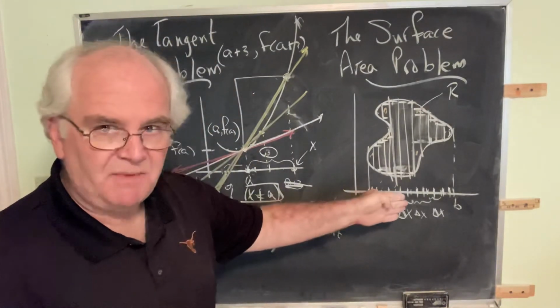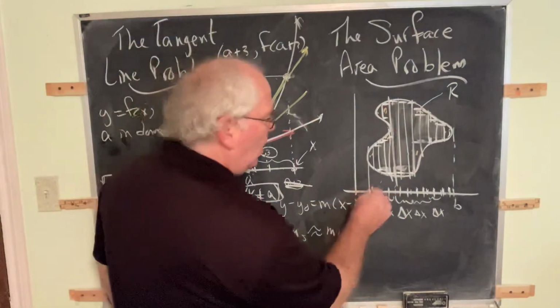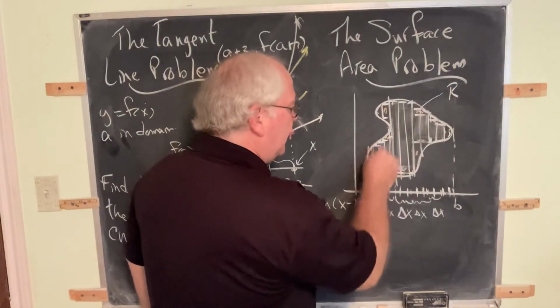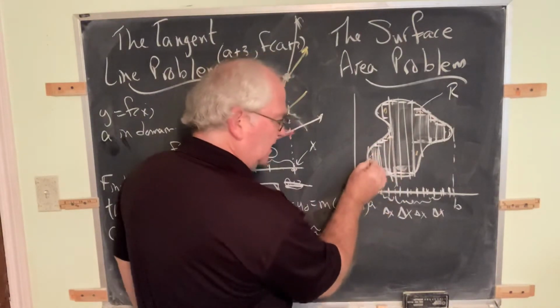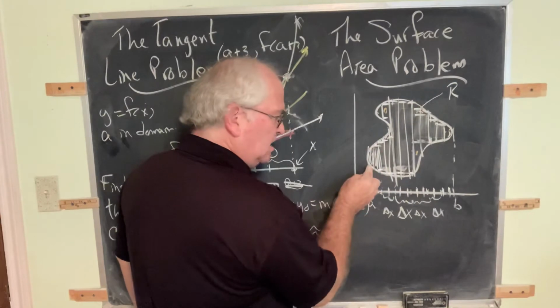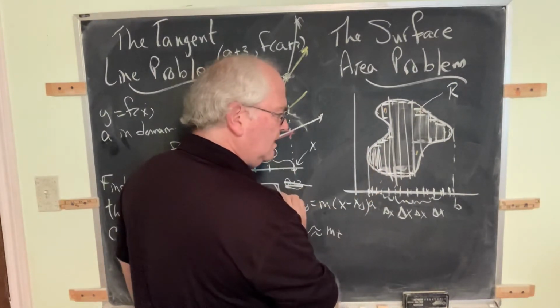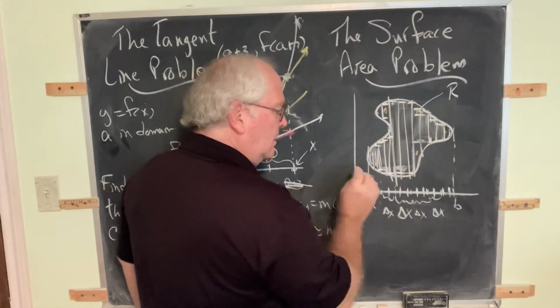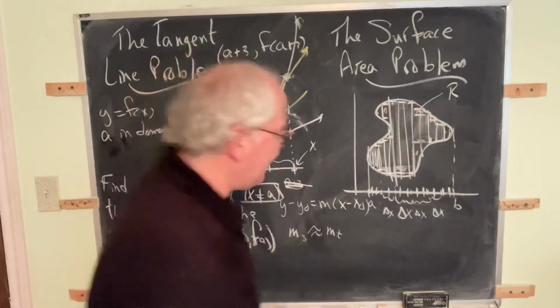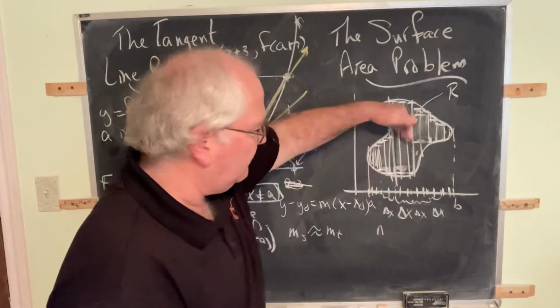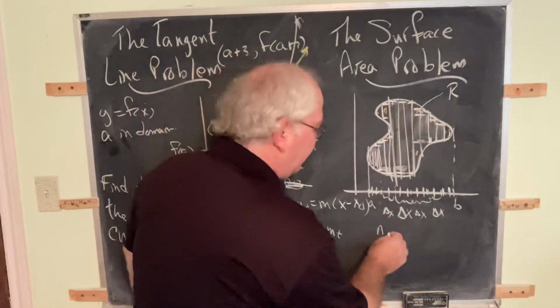How do you make the approximation better? Take more and more and more thinner and thinner and thinner rectangles, and these little leftover pieces begin to get smaller and smaller. Now the question, so what's happening is, if we let n equal the number of little intervals, n is getting very large.